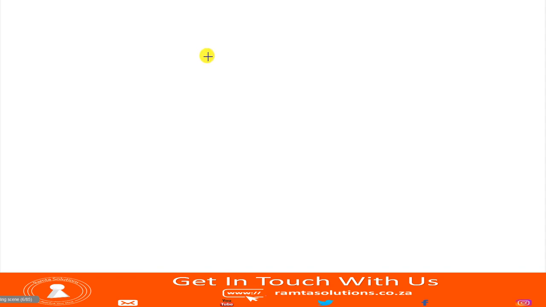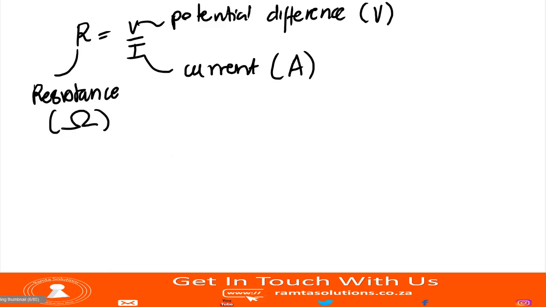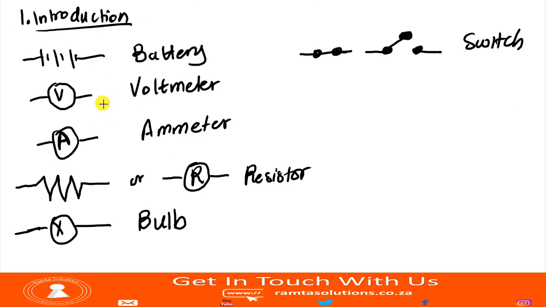Now it is measured using a voltmeter. Let me go back to the apparatus you used to see in the lower grades. We represent a voltmeter with this symbol. So this measures potential difference.